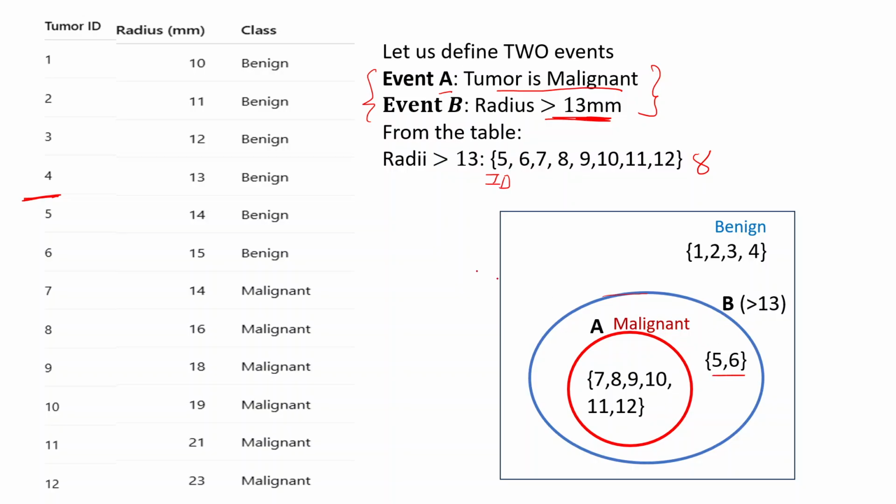But 5, 6, which you observe here, the tumors with the IDs 5, 6 are not malignant. They are benign, but greater than 30. Therefore, they fall outside this particular circle. And the tumors with the IDs 1, 2, 3, 4 belong only to the benign case. Therefore, 1, 2, 3, 4 are written here. So the summary we have to take from this slide is how we have fitted the values depending on the events A and B in this scenario, and then drawn them in the form of a Venn diagram to show the set values.